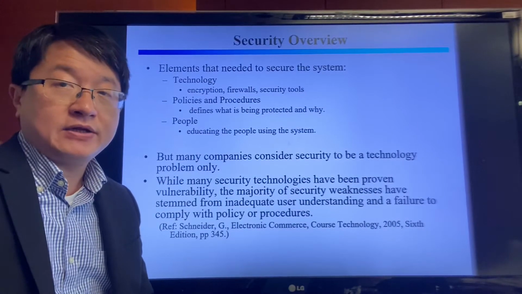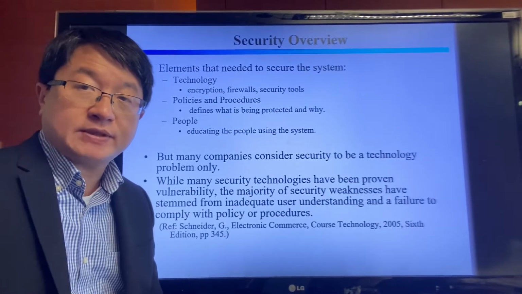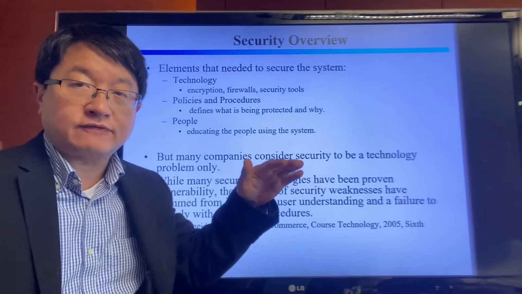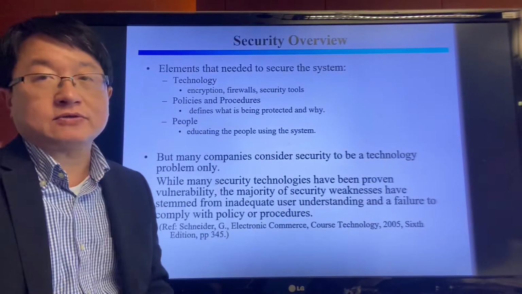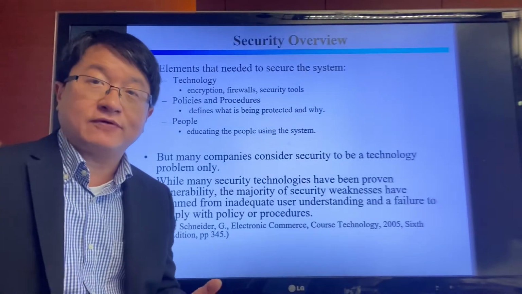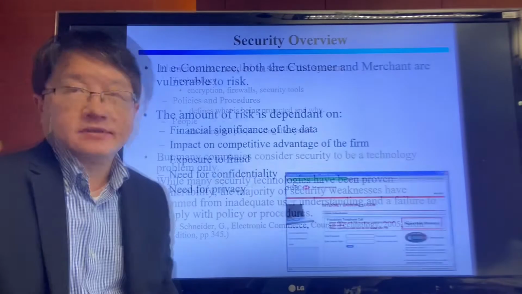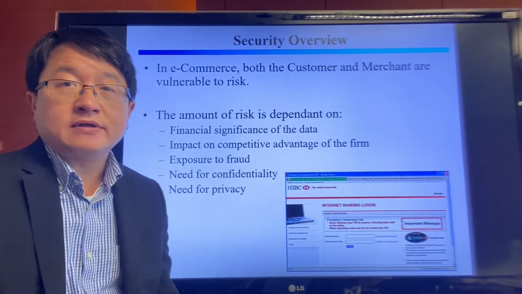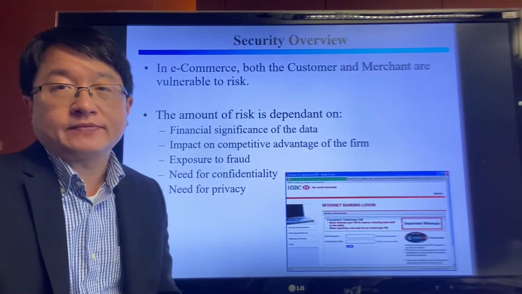In the company, they need to define what the security policy is, what types of documents have to be encrypted, and what the access levels are, at what certain authorities can access the database. And then people is also very important. If all the technologies and policies are in place but nobody follows those policies, then those policies and technologies are useless. The level of security requirements also depends on how important the data is and the consequence of losing it.